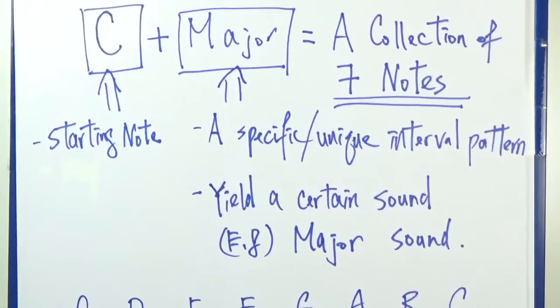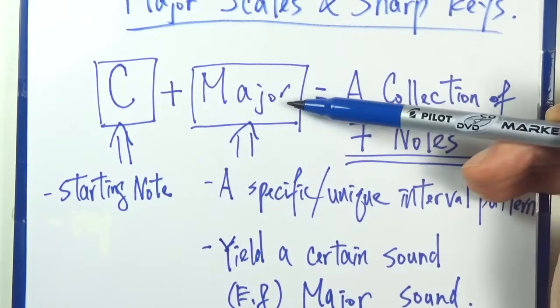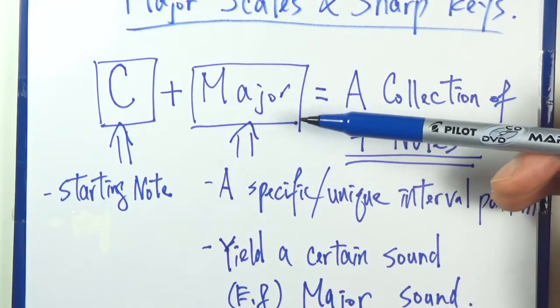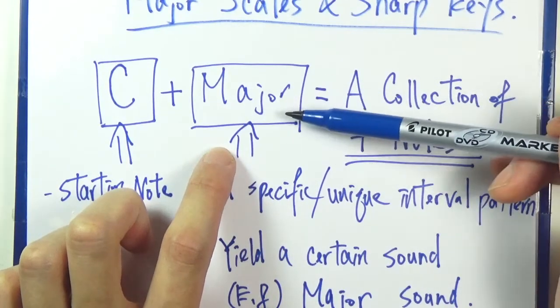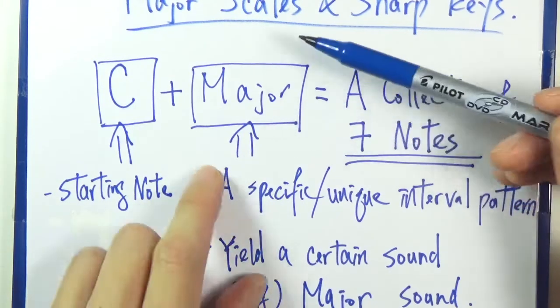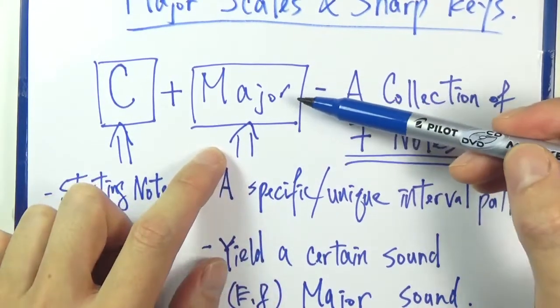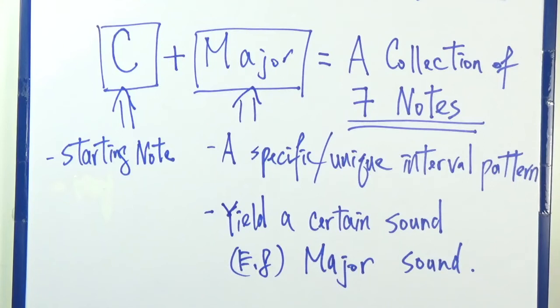And what that really means is twofold. First of all, let's look at the term major here. It can be a minor, it can be a Dorian, Phrygian, whatever, and we will discuss these terms further in a future lesson. But let's just look at major. The word major is referring to a very specific, unique set of interval pattern, and it yields a certain sound, and in this instance, a major sound.